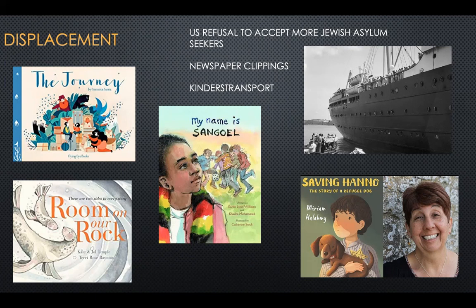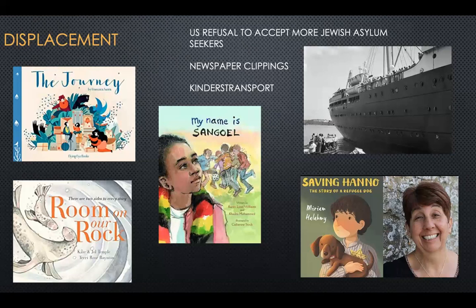My Name Is Sangoel is again about a Sudanese boy who comes to the United States. His classmates have problems pronouncing his name, and he feels excluded and isolated. But his teacher comes up with a way for them all to do an art project that represents how their name is pronounced. His name is Sangoel, so he draws a sun and then puts a soccer goal below it, and so everybody remembers his name.